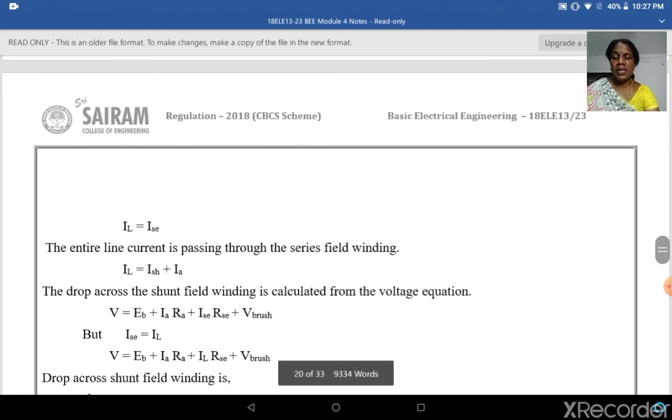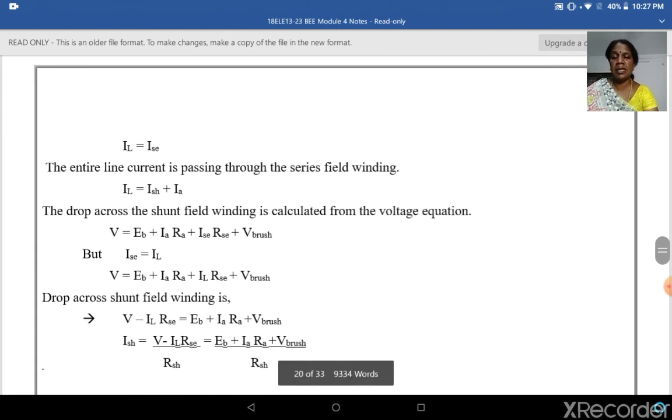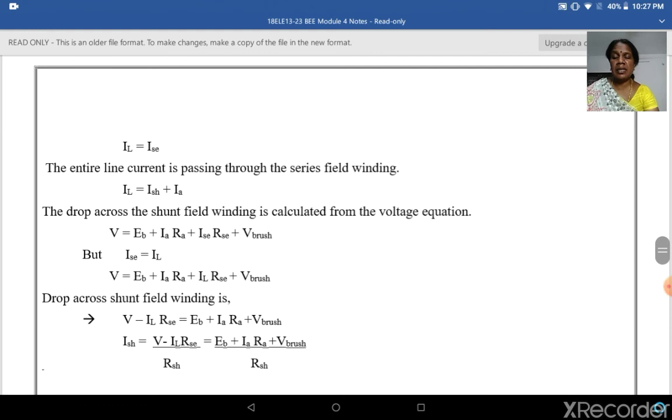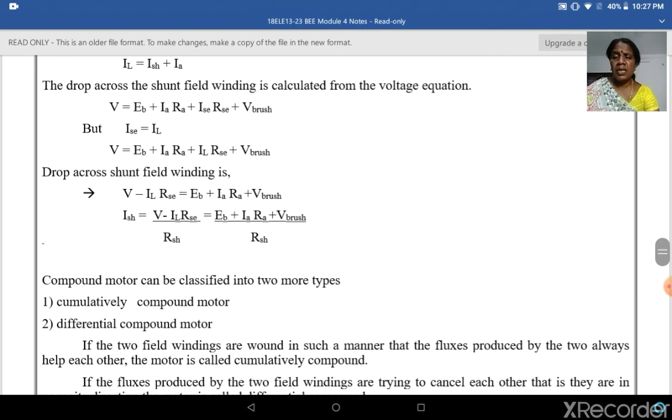Short shunt means it is shunted only across the armature, not across the series winding. Here, IL, the line or load current, is the same as the series current ISE. IL is equal to ISH plus IA. The terminal voltage V is equal to the back EMF plus IA into RA plus ISE into RSE plus V brush. Since ISE is equal to the line current IL, V is equal to EB plus IA into RA plus IL RSE plus V brush. The drop across the shunt field winding is V minus IL RSE, which is equal to EB plus IA RA plus V brush.